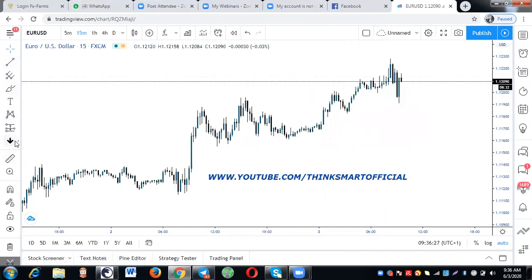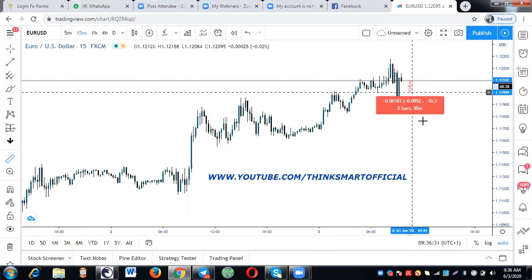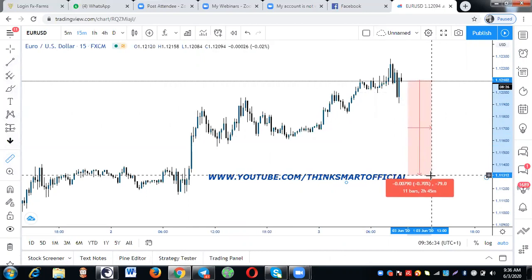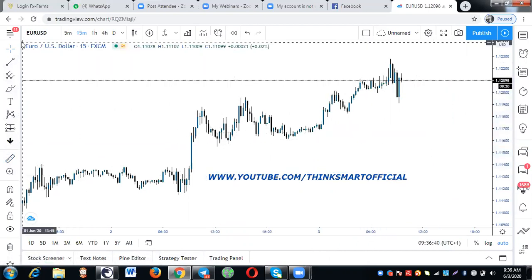Now we have these other tools, the ruler and all that. This can be used to measure pips. Now this is 79 pips. You already know how to calculate pips by now, so I'm not going to go through that.